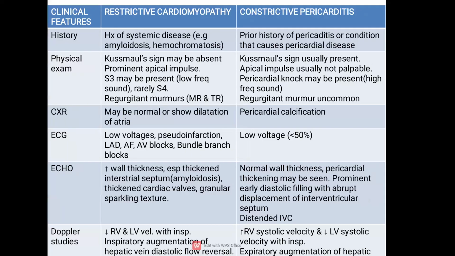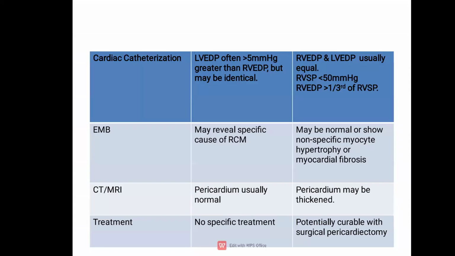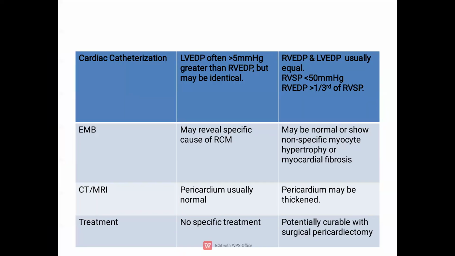Okay, sorry, let me just move to the next one. Now, looking at cardiac catheterization, for restrictive cardiomyopathy, left ventricular diastolic pressure is often greater than 5 millimeters of mercury and is greater than that of the right ventricular end-diastolic pressure, whereas for constrictive pericarditis, the pressures within the right and the left are actually equal. And then the right ventricular systolic pressure is less than 50 millimeters of mercury in constrictive pericarditis.